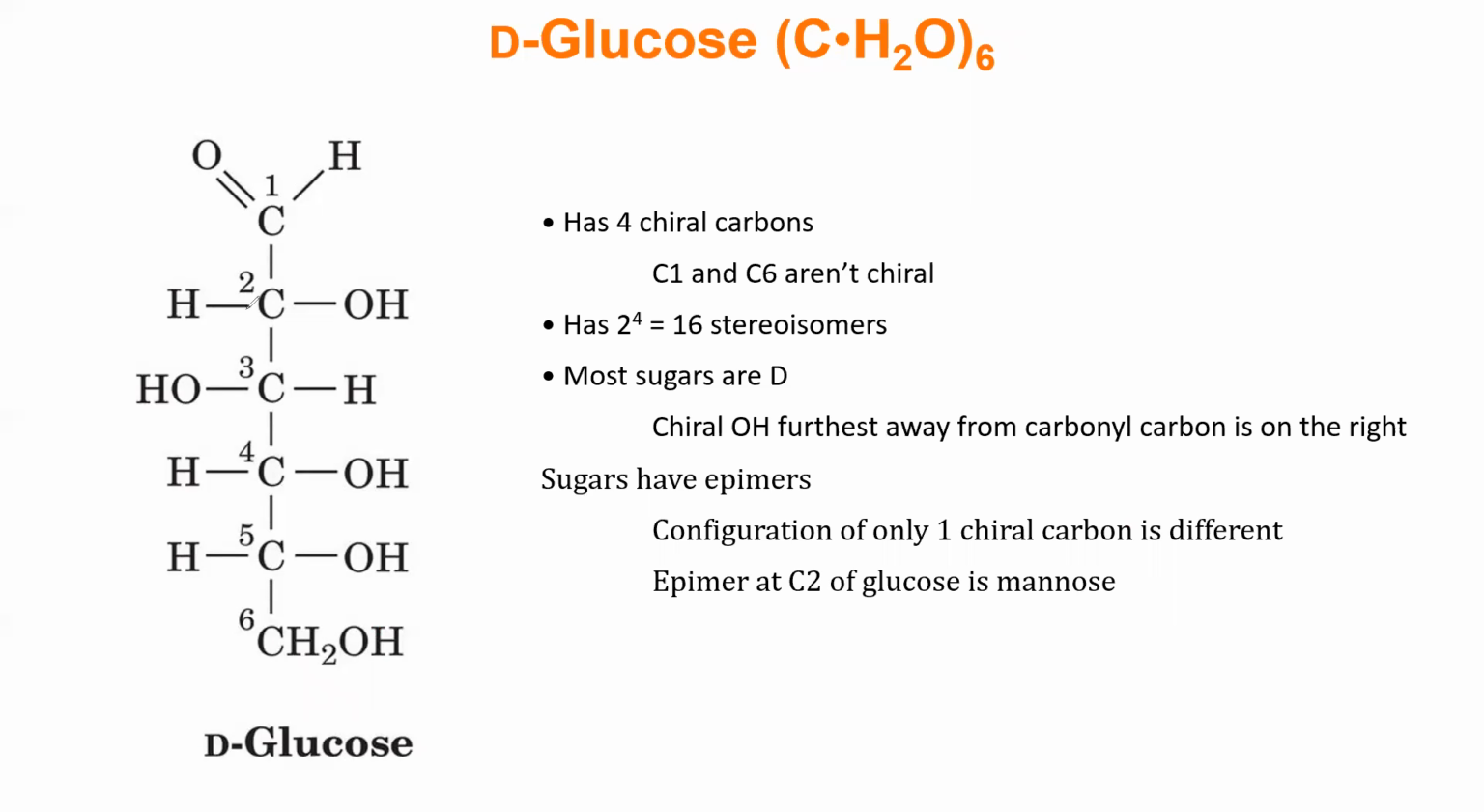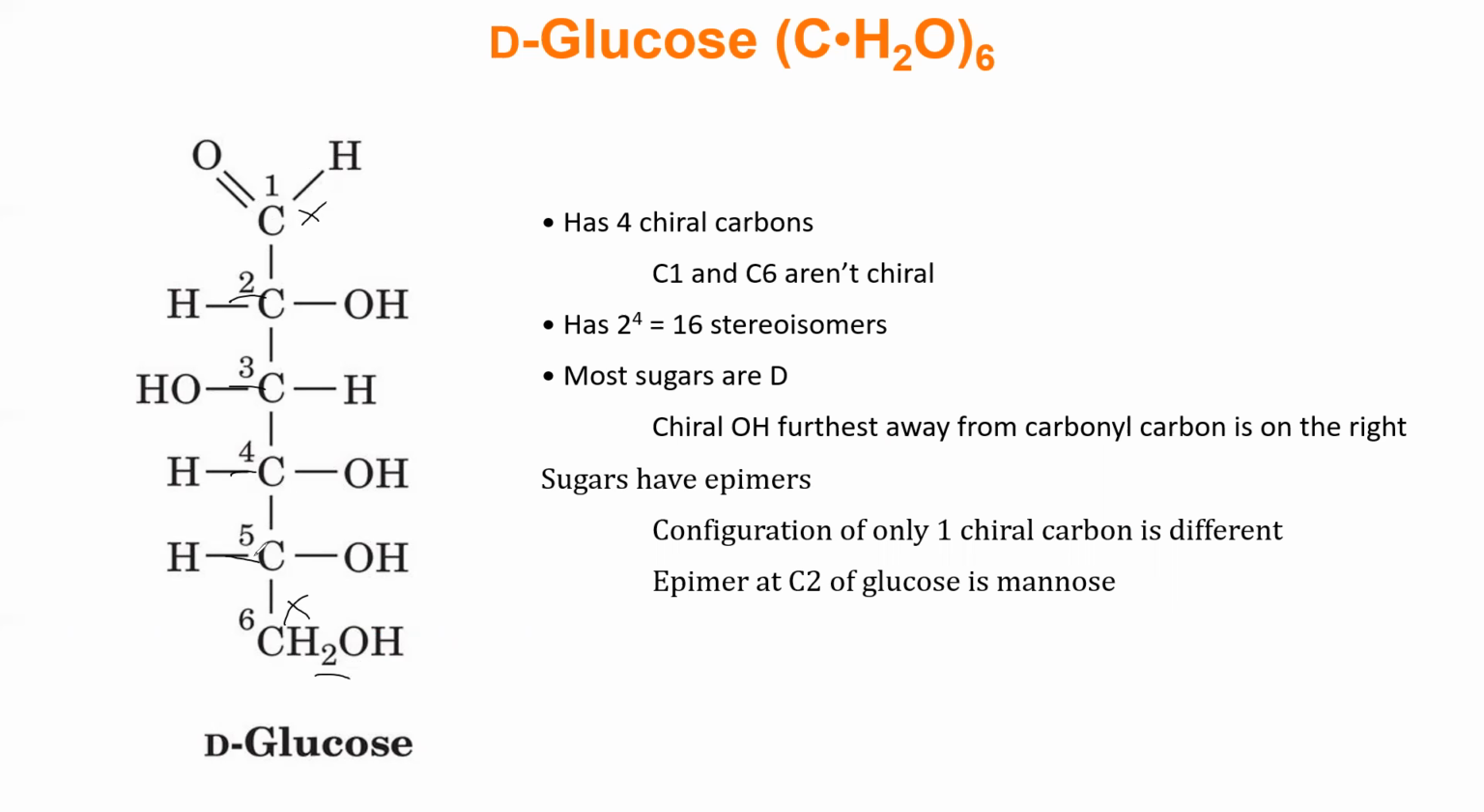Glucose has 4 different chiral carbons. Remember, in our brief discussion of chirality, a chiral carbon has 4 different things attached to it. So carbons 2, 3, 4, and 5 all have 4 different groups attached. Carbon 1 is not chiral because it only has 3 atoms attached to it. Carbon 6 is not chiral because it has 2 of the same atom attached. It has two hydrogens, so that does not make it chiral.